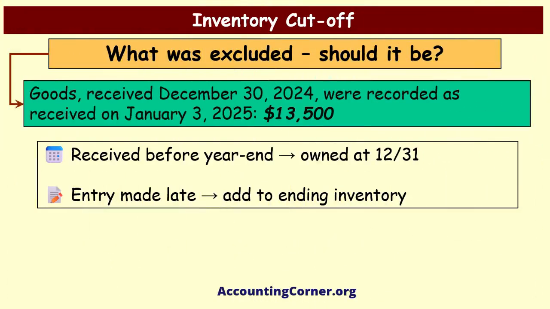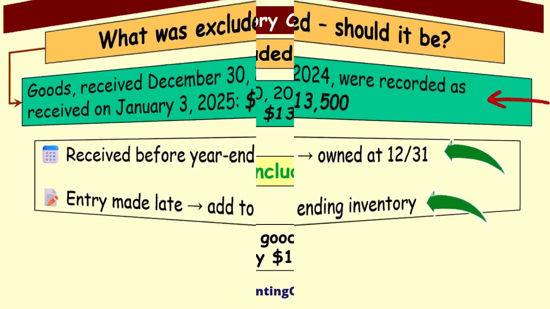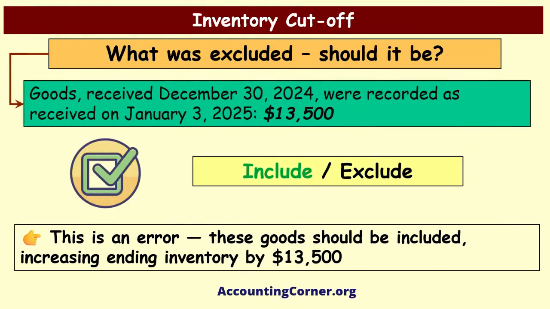These goods were physically received on December 30, 2024, so they were owned by the company at year-end. However, because they were recorded on January 3, 2025, they were left out of the 2024 inventory balance. This is an error. These goods should be included, increasing ending inventory by $13,500.